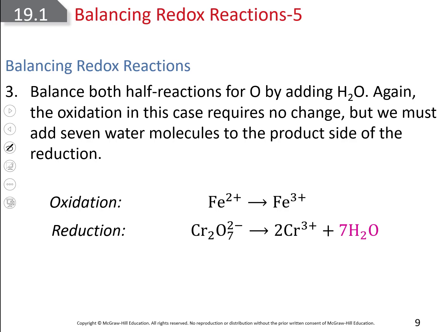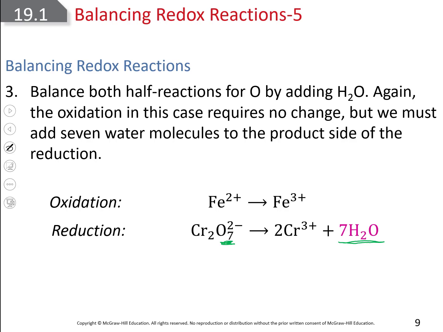But the dichromate there has 7 oxygens. So if I have 7 oxygens on the reactant side, I need to show that there's 7 oxygens on the product side. So I'm going to add 7 waters to provide those 7 oxygens. And now the oxygens are balanced.